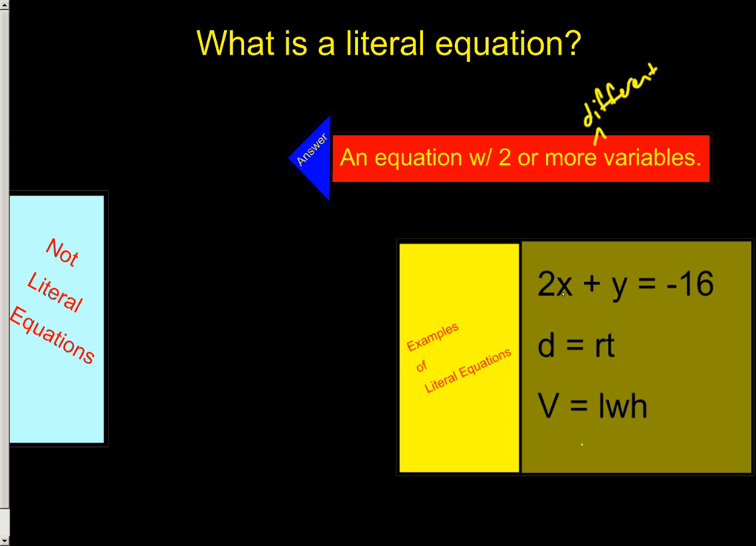And a lot of times you'll be asked to rewrite this into slope-intercept form, but it has one variable here, and here's the second variable. So it has two different variables, okay? So it is a literal equation.